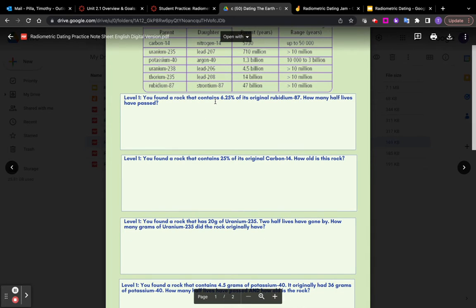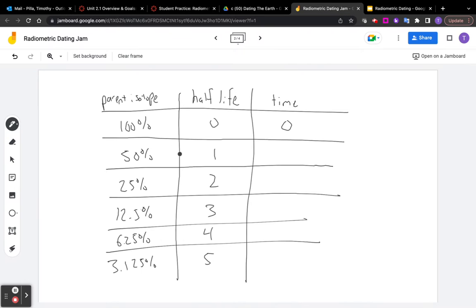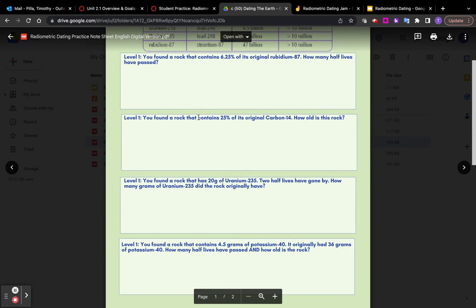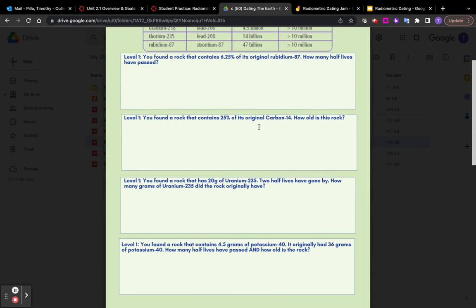So you found a rock that contains that much percent of its original. How many half-lives have passed? You should be able to do that. Remember, draw out the table, right? You should know this from the previous video. Found a rock that has this much. How old is the rock? That's just the next level.